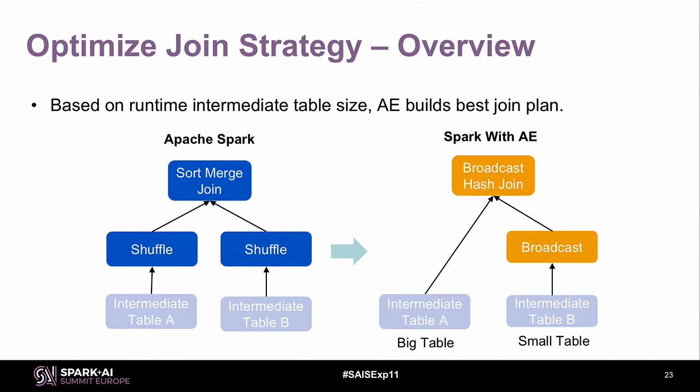However, for some complex queries, Spark cannot well estimate the intermediate table size, so it may choose the sort merge join when the broadcast join should be used. AE always knows the exact intermediate table size, so it can always choose the best join plan.